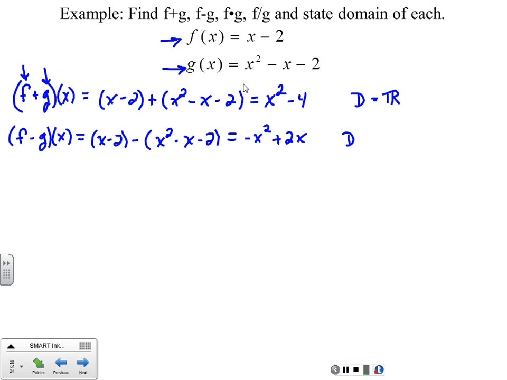So the domain for this one is going to be what? All real numbers, because it's not a radical and it's not a fraction. All right, so let's multiply.